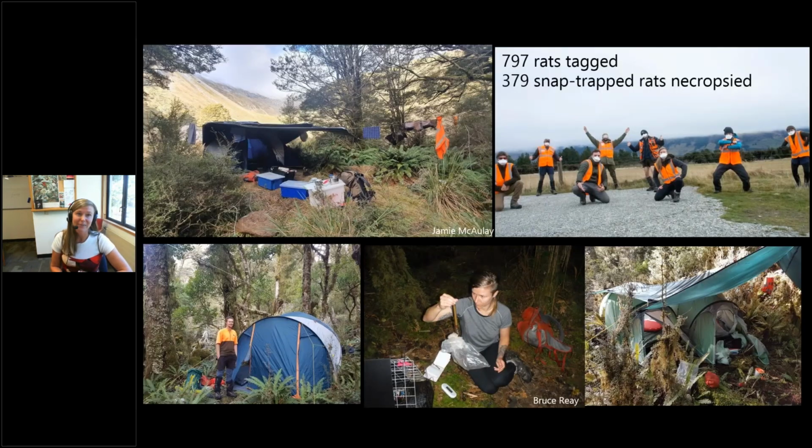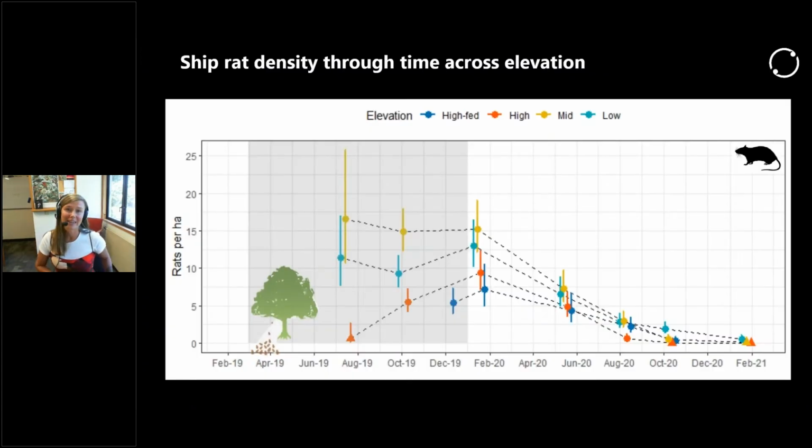So 18 months go by, we tagged 797 shiprats, we snap-trapped and necropsied 379 shiprats, and there's probably at least 2 people that never want to go on a field trip with me again because of the state of our accommodation. But we got some really great results out of everyone's occasional pain and discomfort.